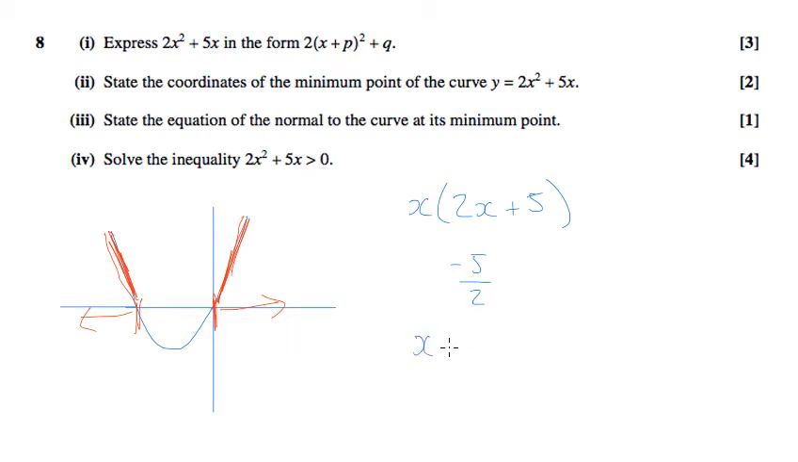So the answer is that x can be greater than 0. Any value greater than 0 will give us a y value above 0. And also this value here, which we've already said is negative 5 over 2. So anytime x is less than negative 5 over 2 will also output a value of y greater than 0.